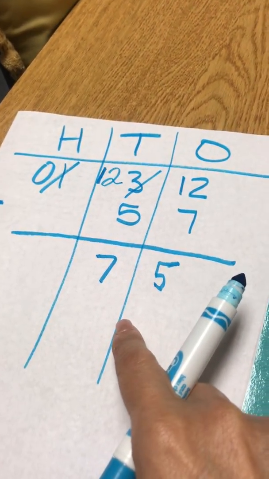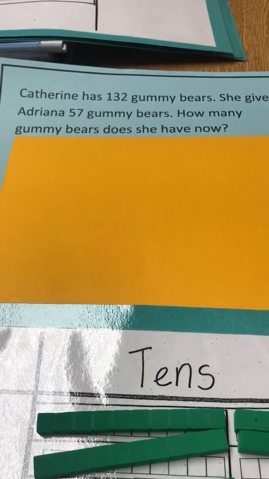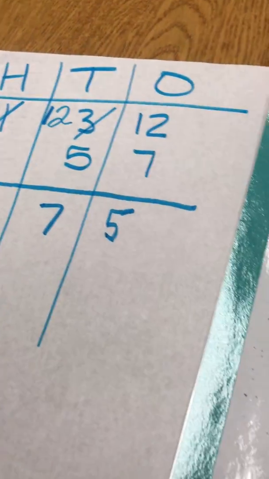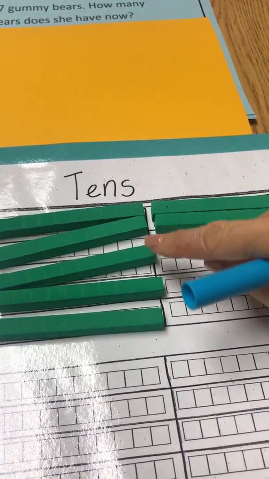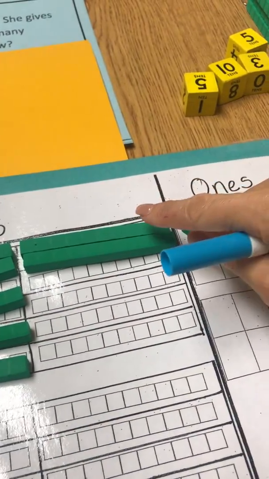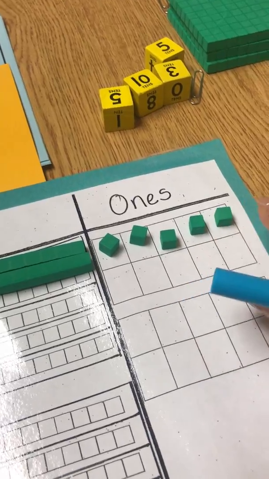We're left with how many gummy bears? So we're going to go back to the story. How many gummy bears does she have now? Catherine now has 75 gummy bears. Well, let's see if that's true. Do we have 75? Let's go ahead and count. 10, 20, 30, 40, 50, 60, 70, 71, 72, 73, 74, 75.